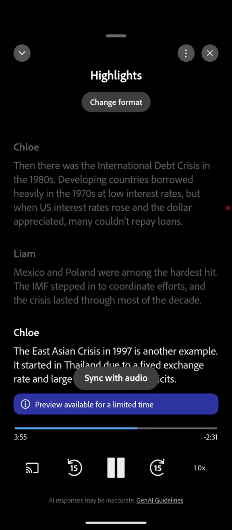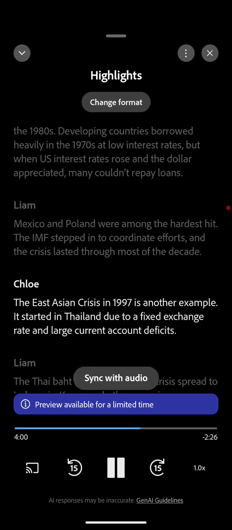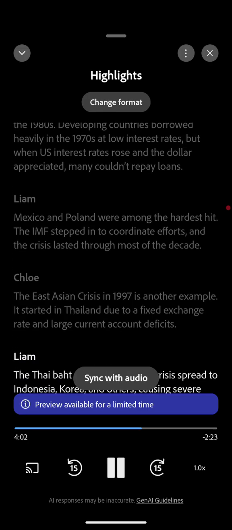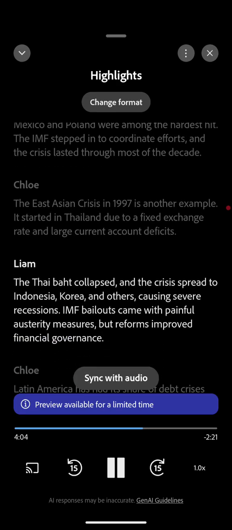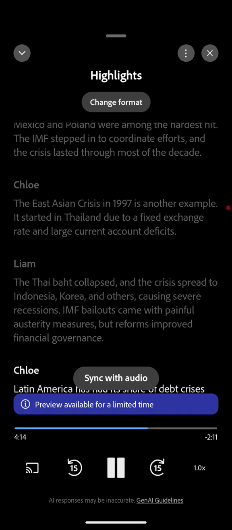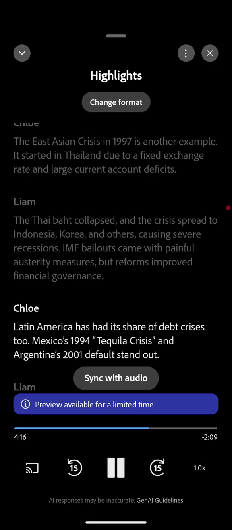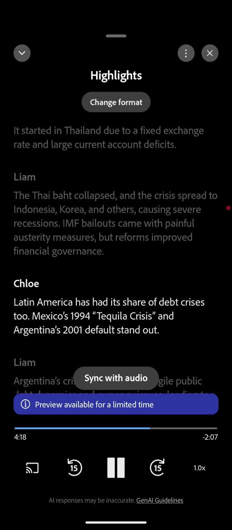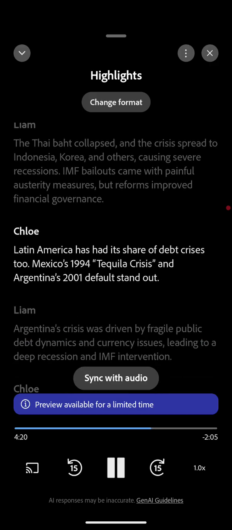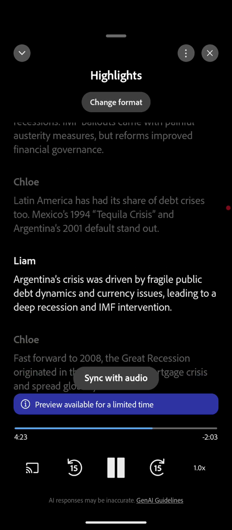The East Asian crisis in 1997 is another example. It started in Thailand due to a fixed exchange rate and large current account deficits. The Thai baht collapsed, and the crisis spread to Indonesia, Korea, and others, causing severe recessions. IMF bailouts came with painful austerity measures, but reforms improved financial governance. Latin America has had its share of debt crises too. Mexico's 1994 tequila crisis and Argentina's 2001 default stand out. Argentina's crisis was driven by fragile public debt dynamics and currency issues, leading to a deep recession and IMF intervention.